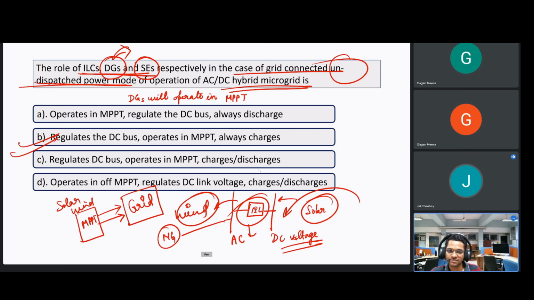Storage can charge also, for smoothing the output of renewables. It can discharge. The correct option is C. Also, because we are generating maximum, the excess generation can be stored in the storage, and then the rest can be sent to the main grid.